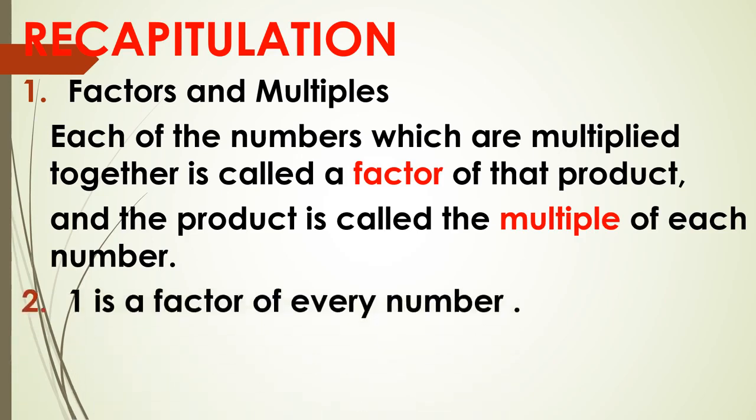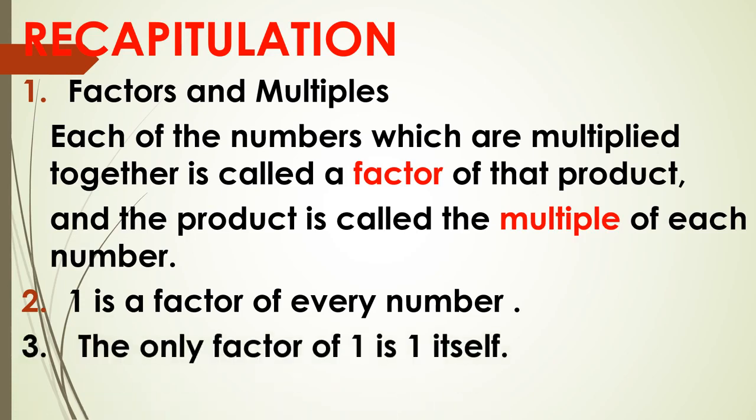Second point, 1 is a factor of every number, as every number comes in the table of 1. 1 sevens are 7, 1 eights are 8, 1 nines are 9. So 1 is a factor of every number. Third point, the only factor of 1 is itself. As 1 comes in the table of 1 only, 1 ones is 1. So the only factor of 1 is 1 itself.